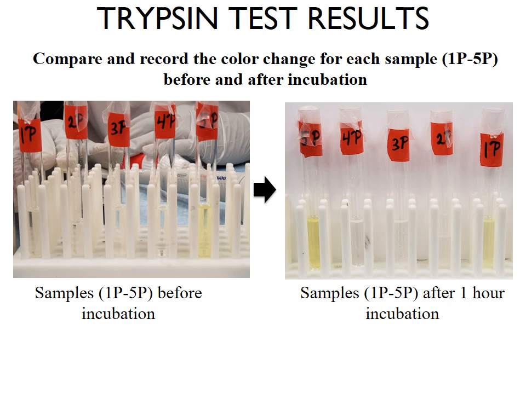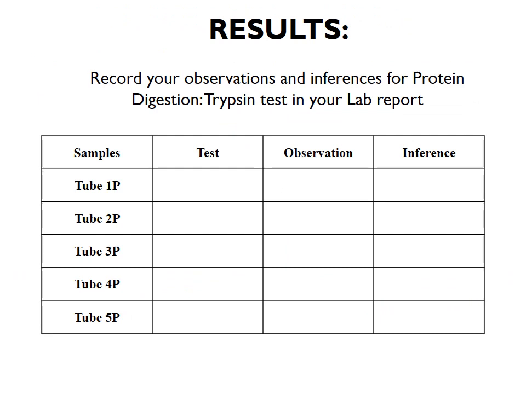But when you look at it after 1 hour of incubation, you can see this looks yellow in color, similar to what you see in the 5P, but these other ones appear to be negative. All right, so the same thing, you need to fill this data sheet form and attach it to your lab report.